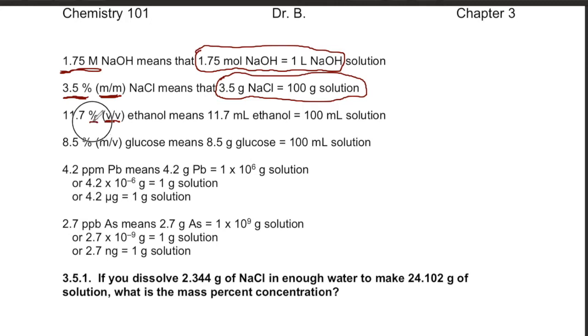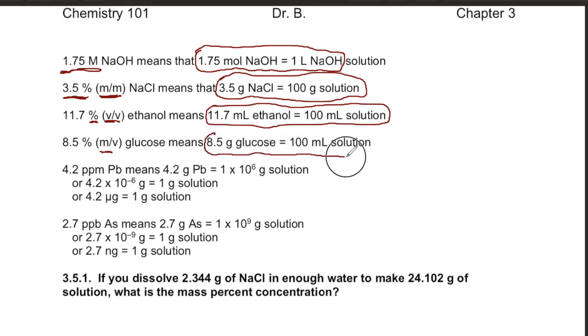Volume percent is similar, it's just milliliters per 100 milliliters. So we have 11.7 milliliters ethanol per 100 milliliters of solution. And then if we had mass to volume, then that would be grams per 100 milliliters. So 8.5% mass to volume is 8.5 grams per 100 milliliters of solution. So this is a very important step to be able to take the concentration that's given to you and express it as a relationship that you can use as a conversion factor.